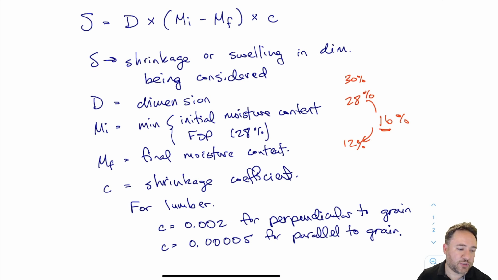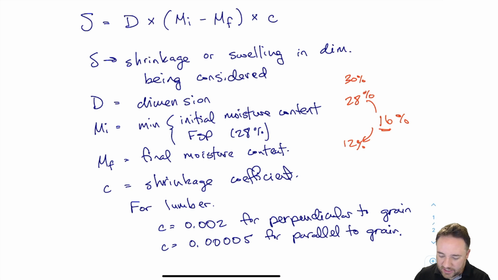Because between 30% and 28% moisture content, there is no shrinkage, because 30% is past the fiber saturation point. And past the fiber saturation point, we don't get shrinkage. So if I went from 100 down to 12, it's still going to be a 16% change in moisture content for the purposes of calculating shrinkage, because from 100 down to 28, we don't have any change in dimension size. And then past 28 down to 12, that's when we actually have a change in dimension size.